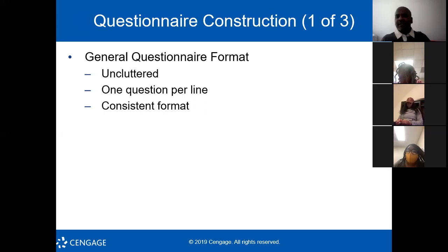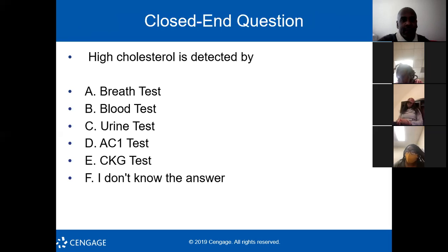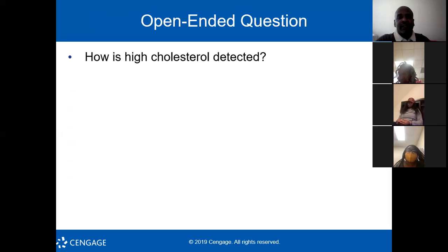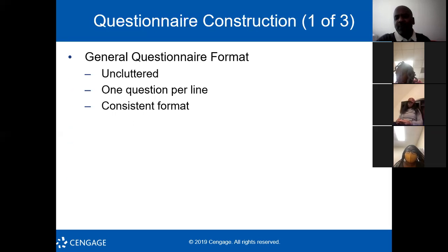Make sure that the format is consistent, meaning here, Diamond, that the wording in your question needs to be the same. So going back again, high cholesterol is detected by, we're going to do other health risks, like asthma is detected by, hypertension is detected by. The questions need to be worded the same all throughout, as best you can. Consistent format. And the author goes into detail about why these things are important.